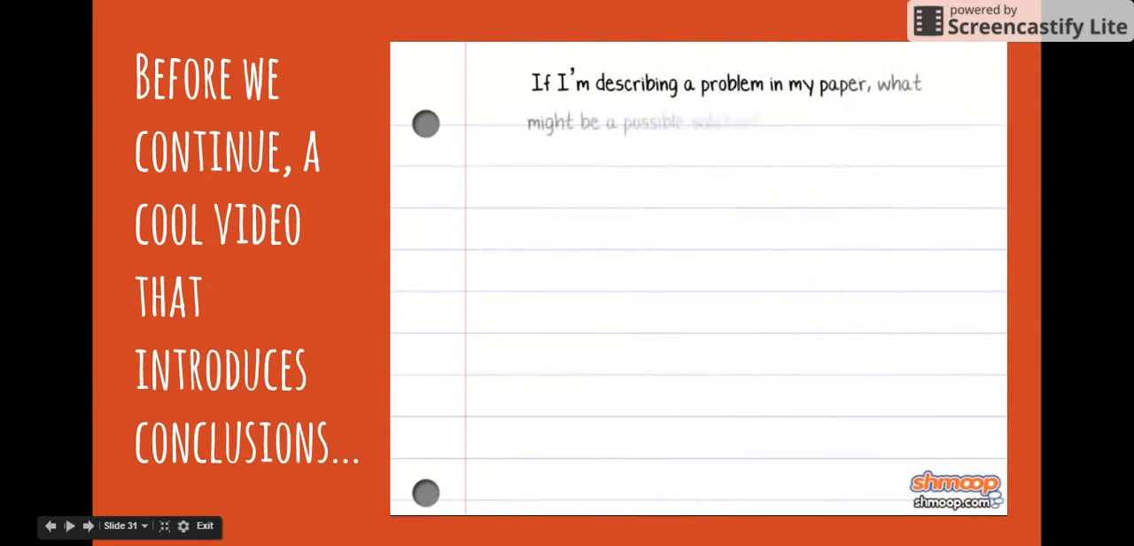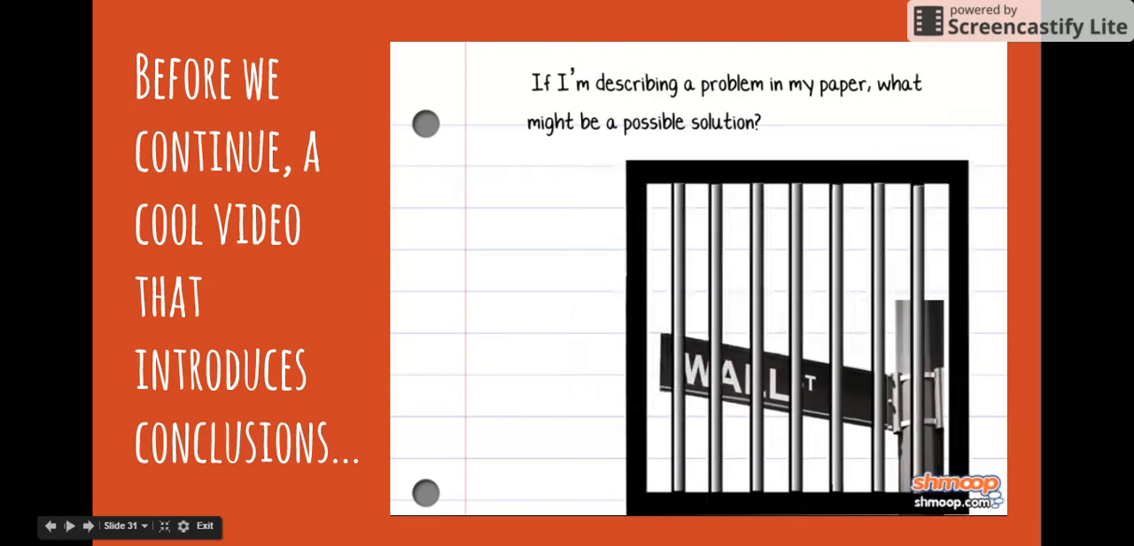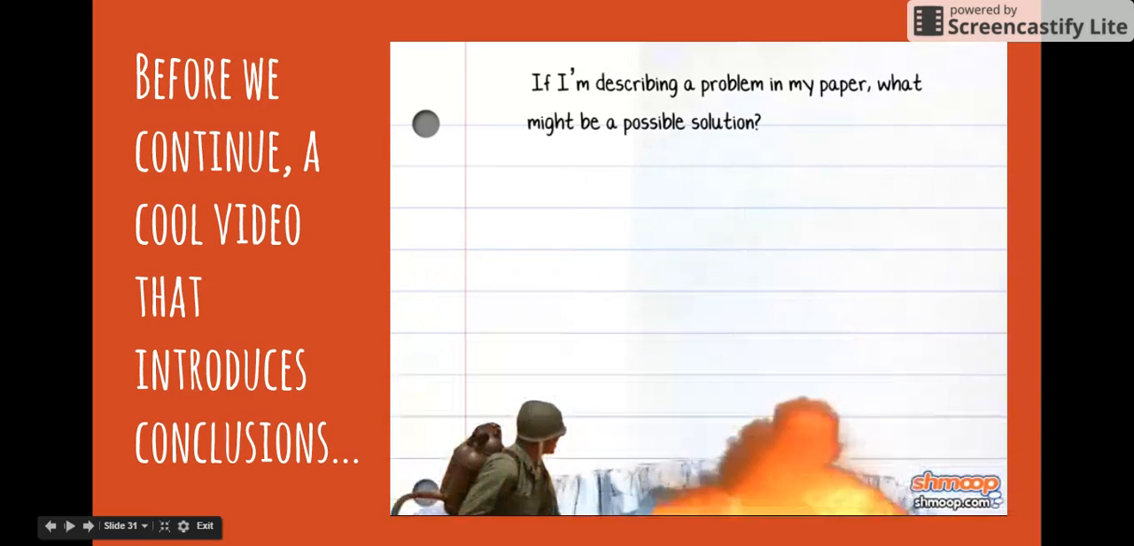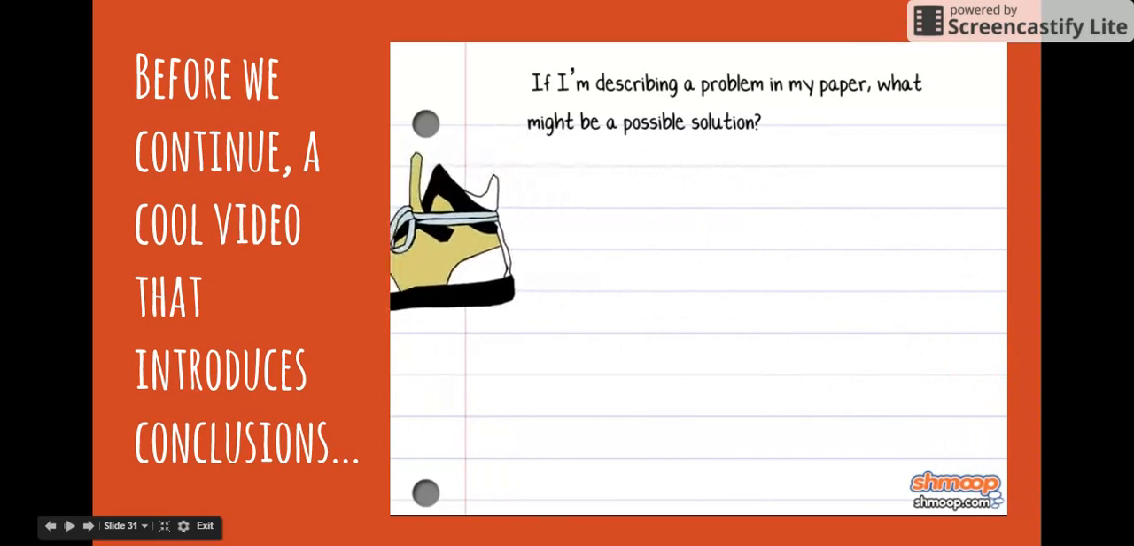If I'm describing a problem in my paper, what might be a possible solution? Well, you might have some strong feelings on the subject. Now it's time to lay it on your reader. Just how are we going to solve the financial crisis? What can we do to prevent further melting of the polar ice caps? How will we be able to produce 100% edible sneakers?